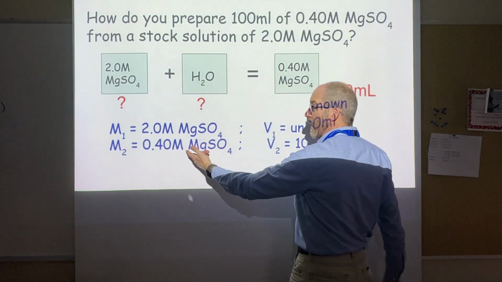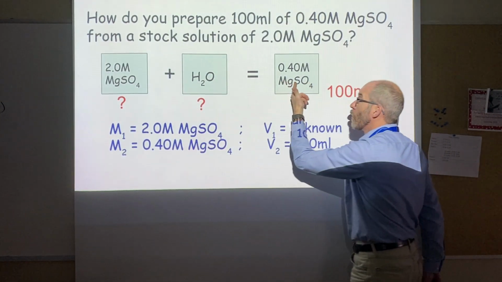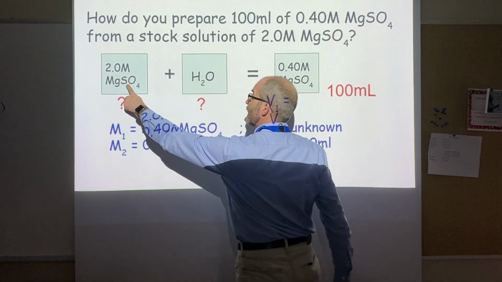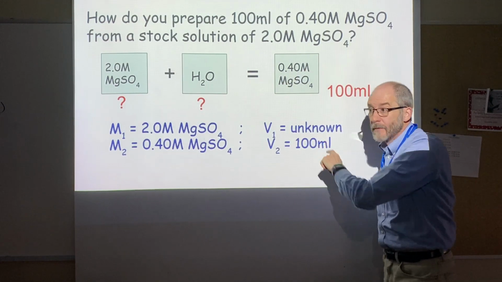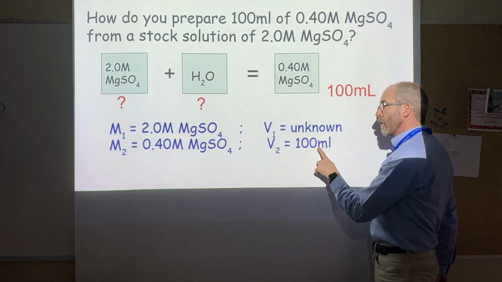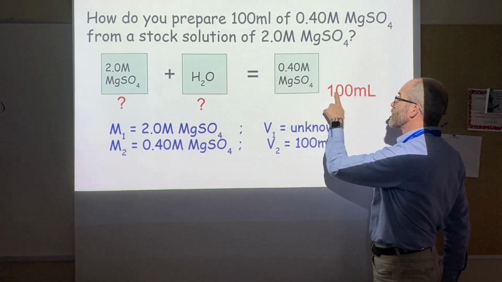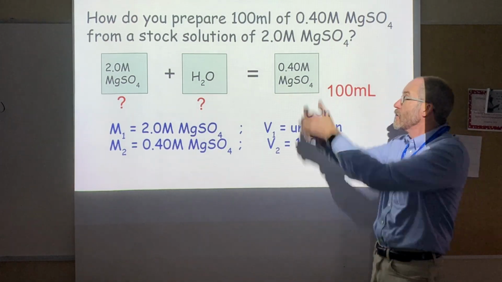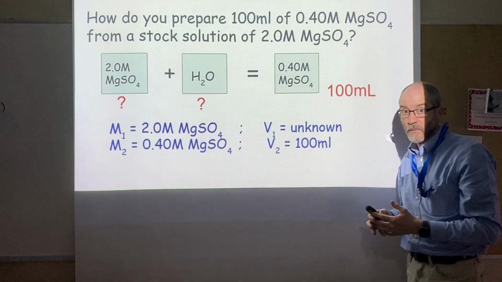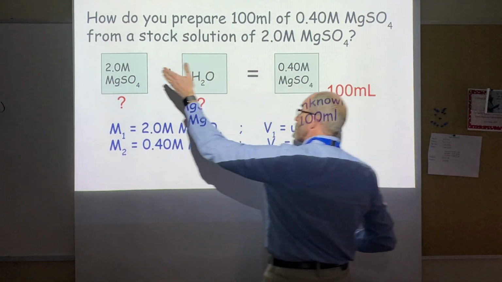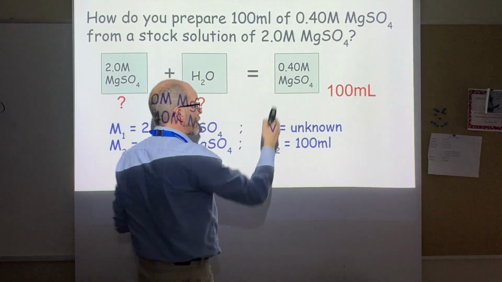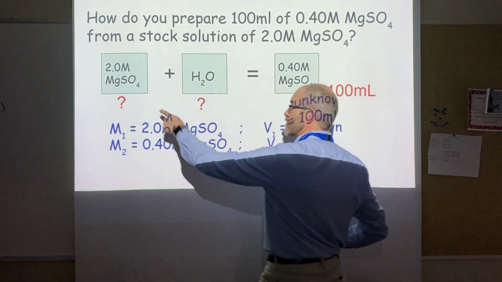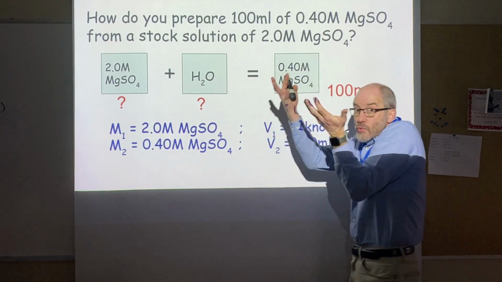I know what my M2 is because I know what I want my concentration to be. This is what it is. This is what I want it to be. And then I know my ending volume because I know how much volume I want to have at the end. I want to have 100 milliliters. I know all of this from my problem. So I know where I began, I know where I want to end, and I know how much volume I want to have at the end. But I tell you what I don't know. I don't know how much of this I need to use.